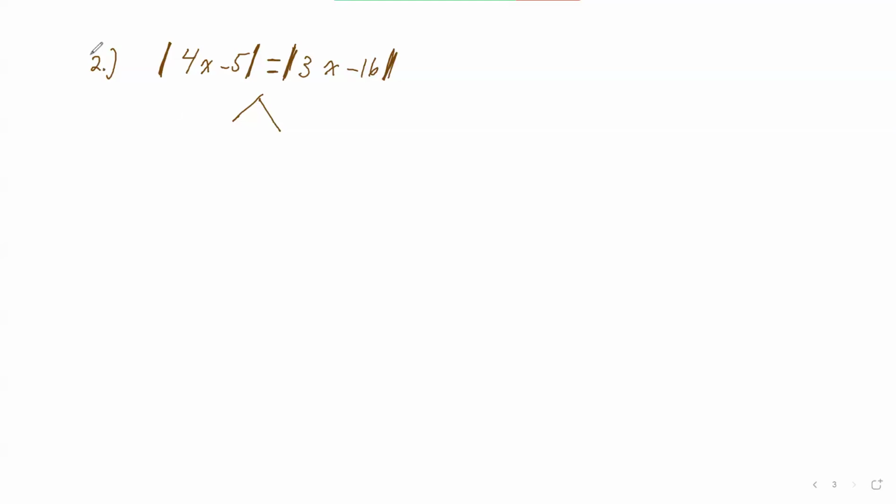I'm going to leave the first equation as is, as if there weren't any absolute values at all. That becomes 4x minus 5 equals 3x minus 16. That's the first equation, as if there were never absolute values. The second equation, I'm going to leave the first one as is.